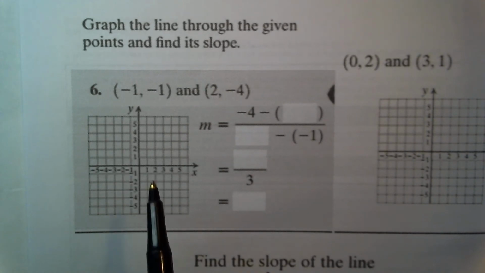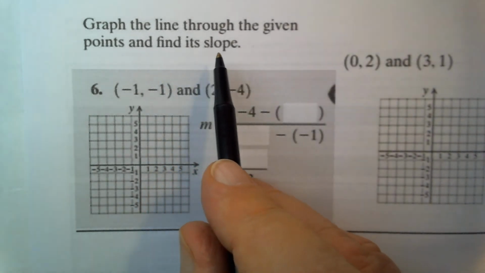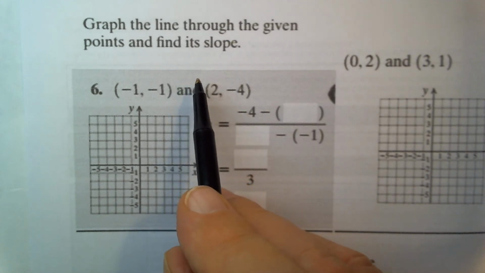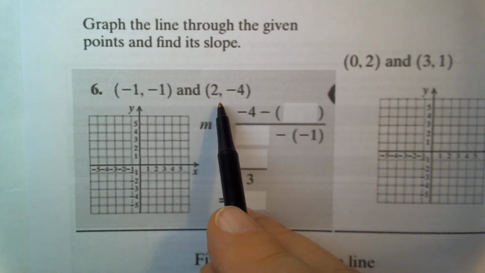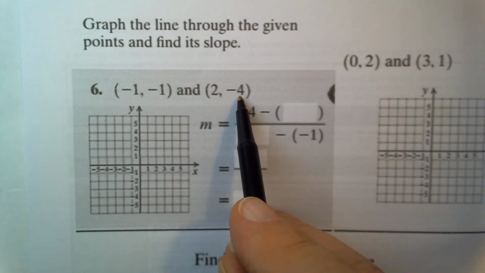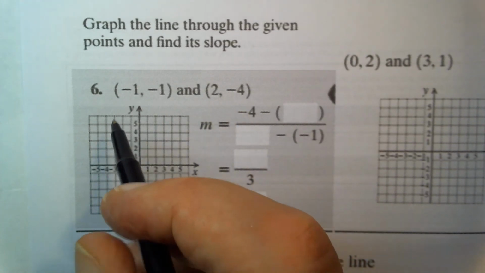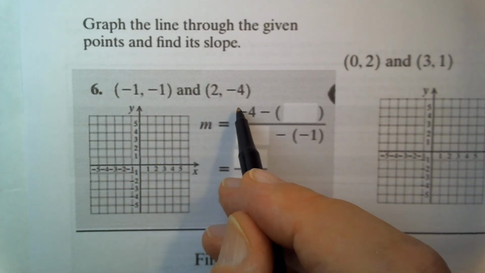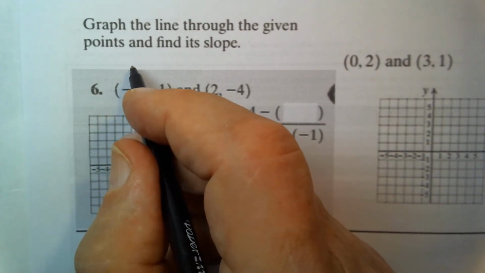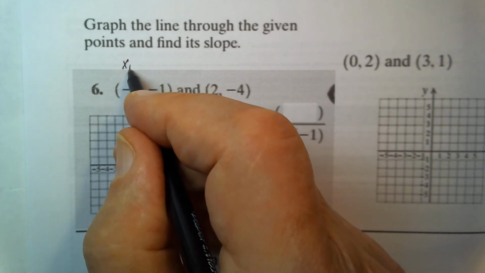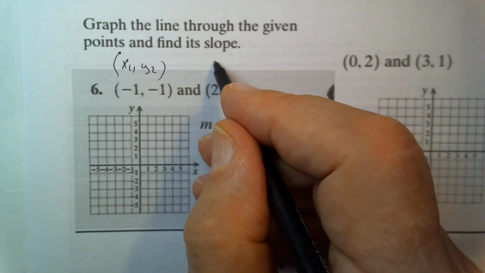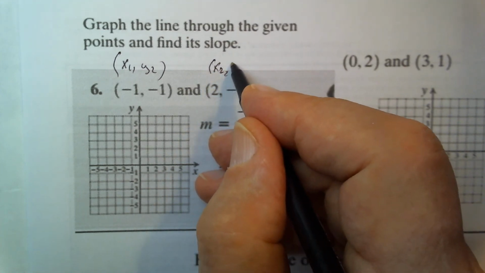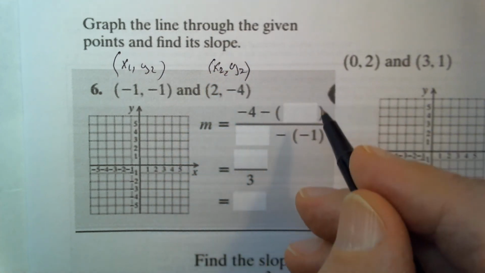Let's do exercise number 6. Graph the line through the given points and find its slope. So the given points are -1, -1, and 2, -4. It's commonly assumed that this is the first point, that's the second point. It doesn't really matter. So we can just visualize that this would be x sub 1 and this would be y sub 1. And this would be x sub 2 and y sub 2.